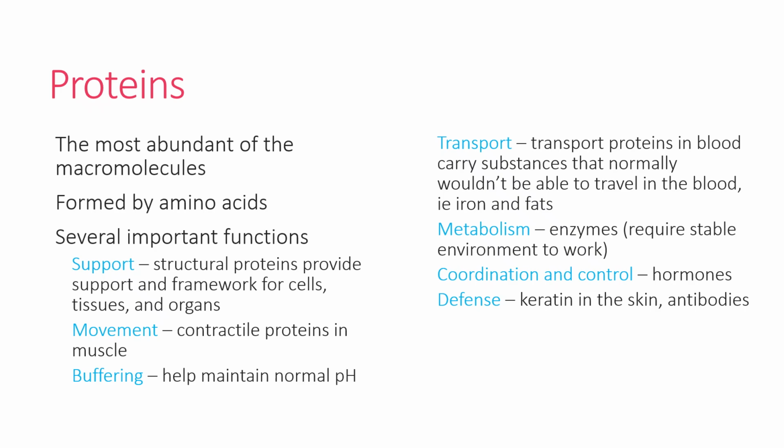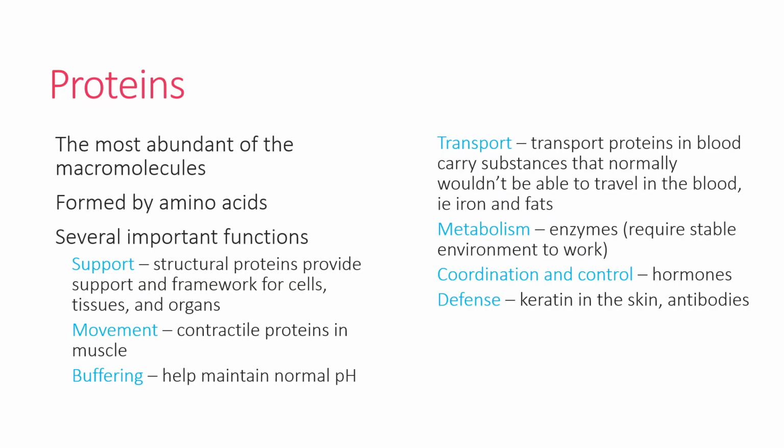So we've talked about carbohydrates, we've talked about lipids, and the next macromolecule on the list here is our proteins. They are the most abundant of all of the macromolecules. Proteins are everywhere. Remember those enzymes that we talked about earlier in this lecture? Those are all proteins.